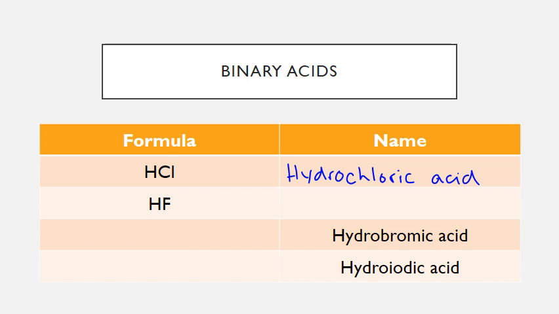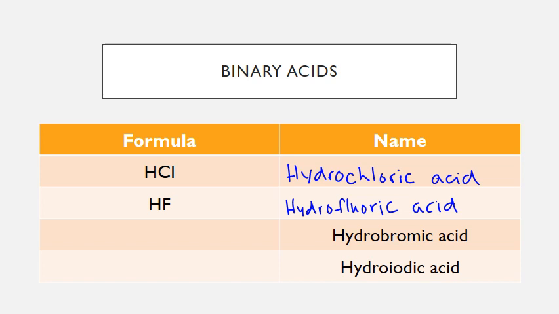Our second example, the formula is HF. When we go to write the name, again, we're going to start with hydro. And then F is fluorine, so we're going to start with fluor. And then we're going to add the ending ic. So hydrofluoric, and then acid afterwards. So HF is hydrofluoric acid.